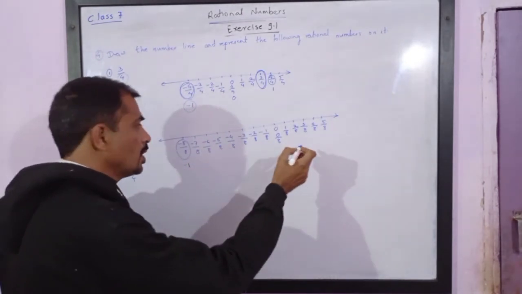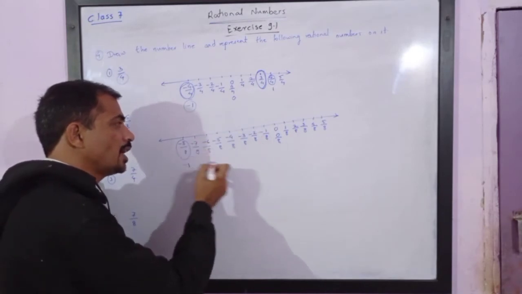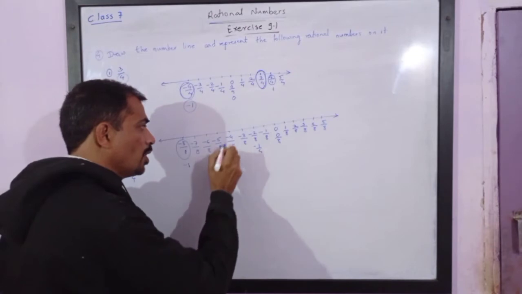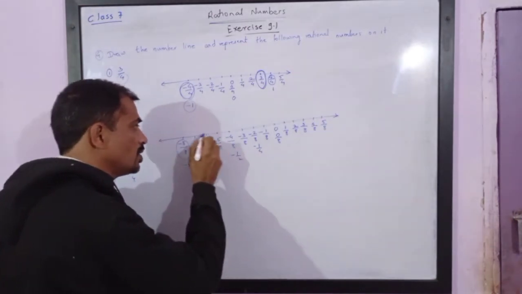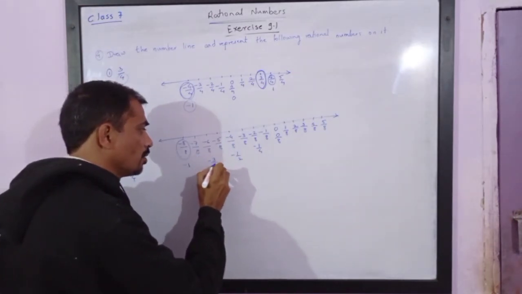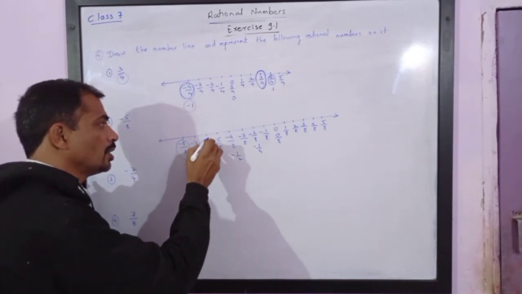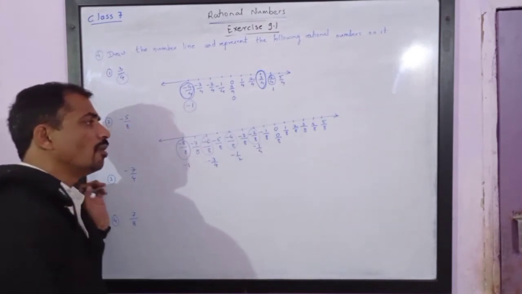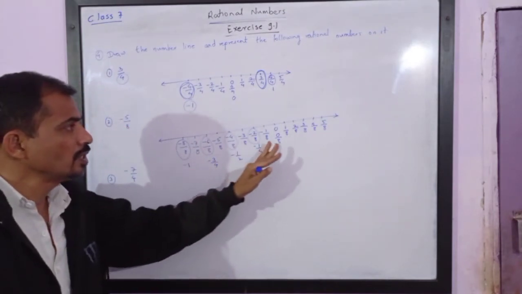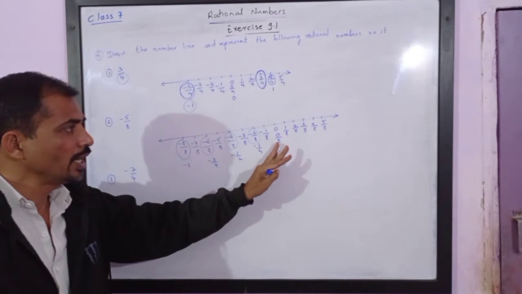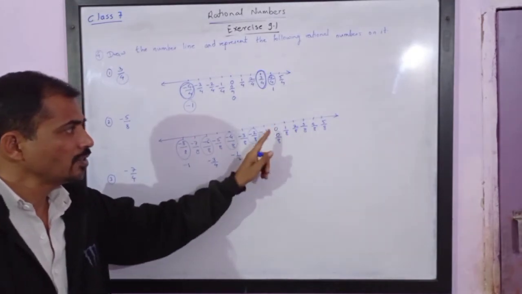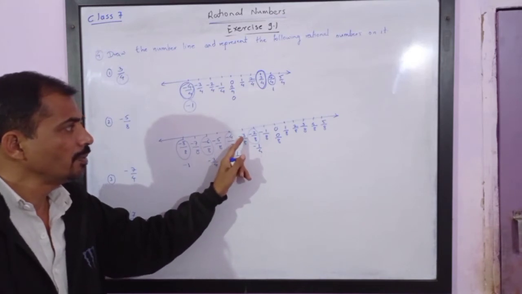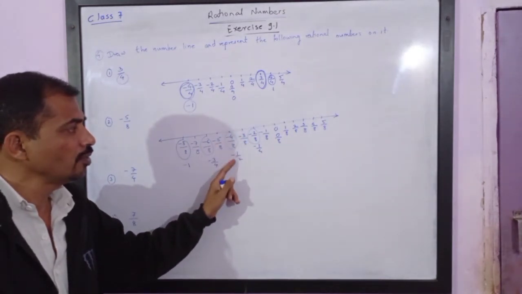Please note, some of these numbers are reducible. So negative 2 upon 8 is negative 1 upon 4. Negative 4 upon 8 is negative 1 upon 2. Negative 6 upon 8 is negative 3 upon 4. So some numbers can be written in standard form. If you write the number line, you will get 0 upon 8 means 0. Next will be negative 1 upon 8. Next will be negative 1 upon 4. Third number will be negative 3 upon 8. Next will be negative 1 upon 2.